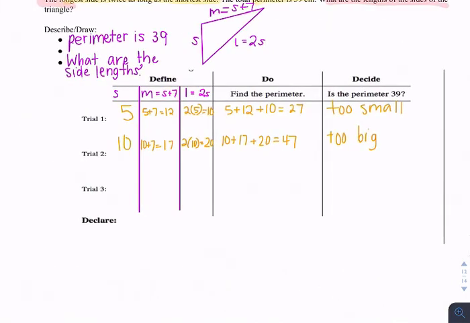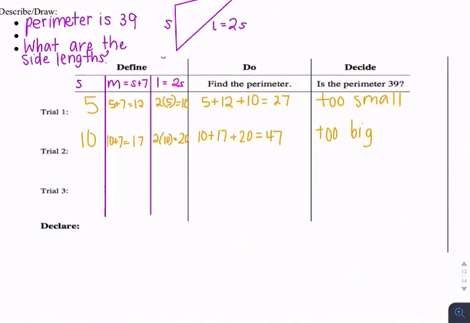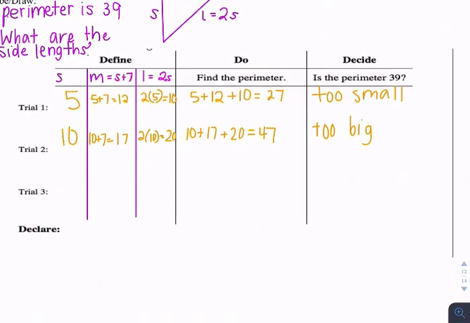So my answer has to be somewhere between 5 and 10. 5 was too small, 10 is too big. It's somewhere kind of in the middle. 7.5 would get me exactly 37, right? Because that's midway between 5 and 10. It's a little bit more than that. So I'm thinking 8 is going to be the number.